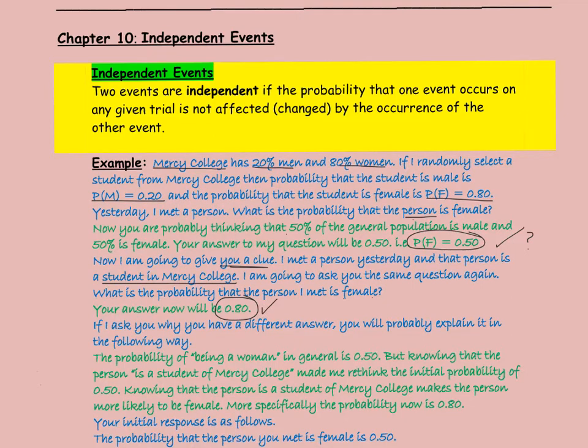Now let's look at the two events. One is being female or being a woman, so let's call that F. And the other event is being a student in Mercy College. So that's our second event, being a student, let's say, at Mercy, and this is being female. So are the two events, being female and being a student at Mercy College, independent events?